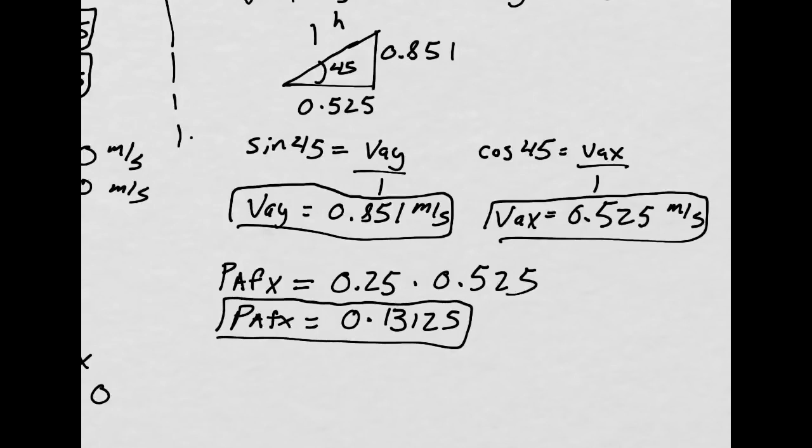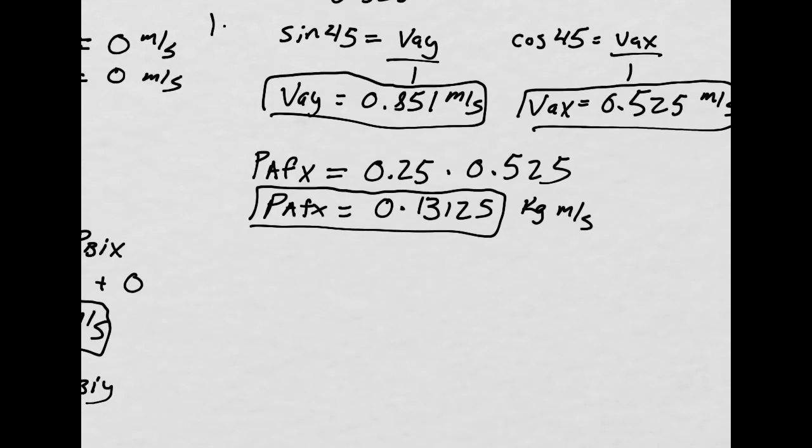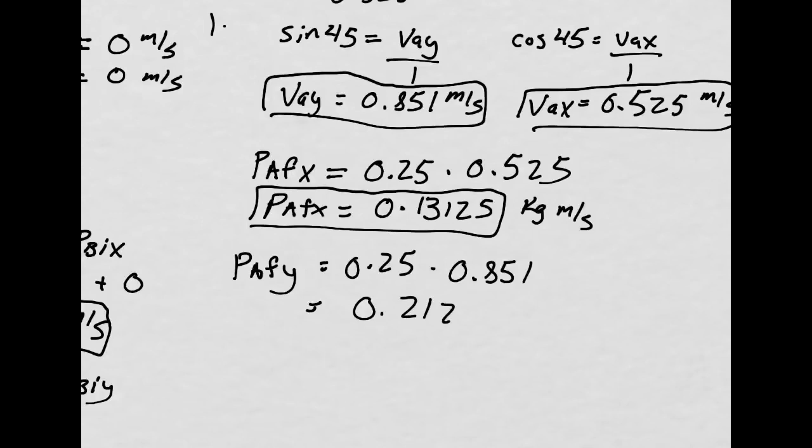And the units on this are kilograms meters per second. PA final y is equal to 0.25 times VAY, 0.851, which is 0.21275 kilograms meters per second.